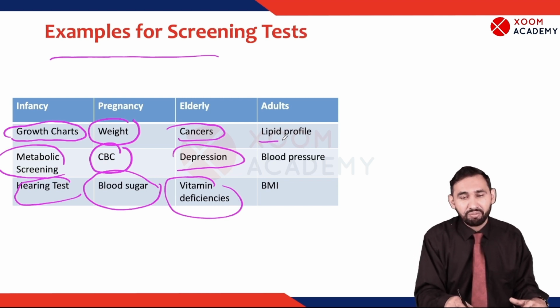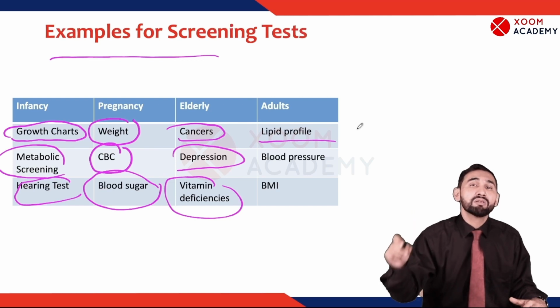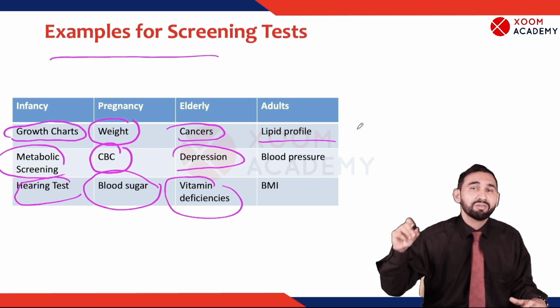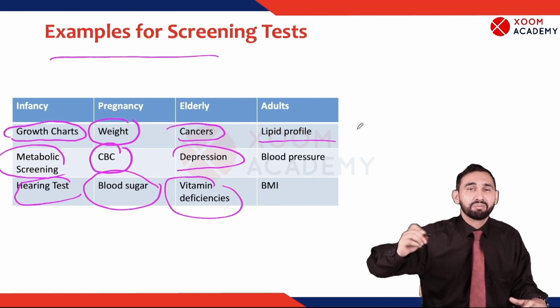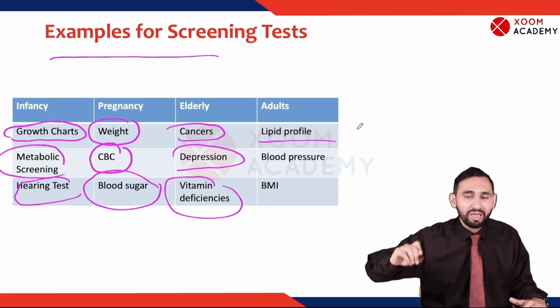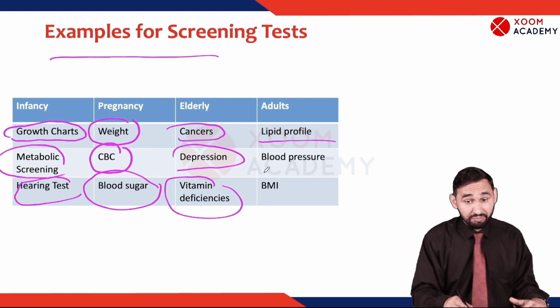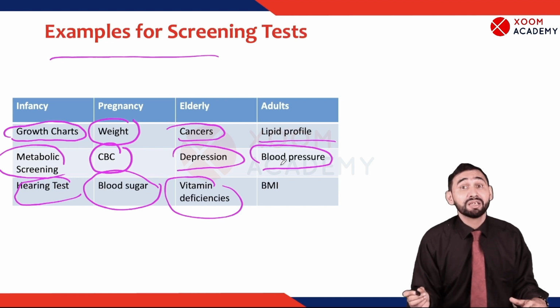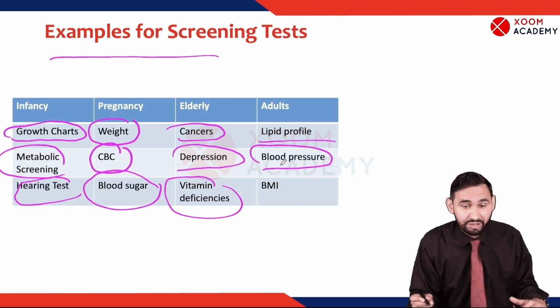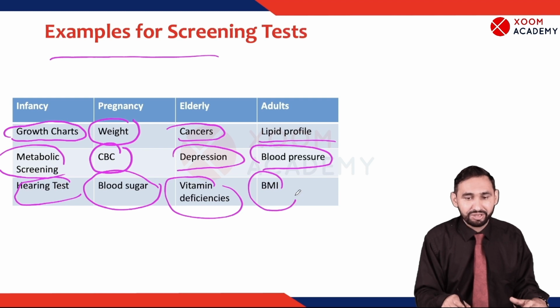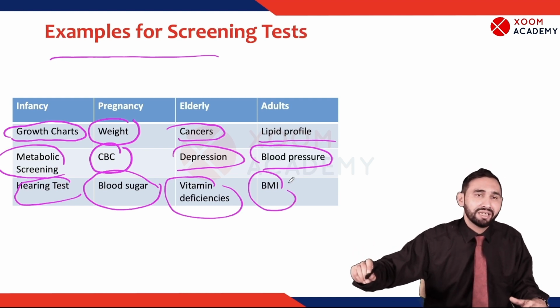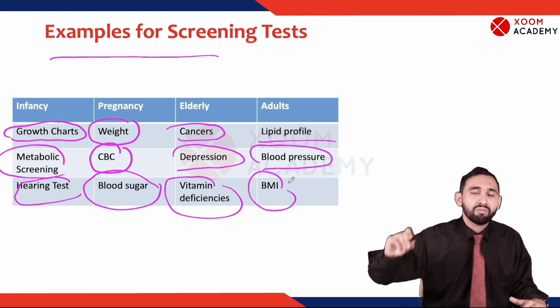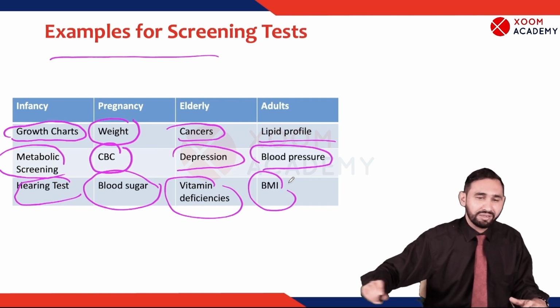Adults. Lipid profile or cholesterol is a growing problem nowadays. Most people are taking fast food, not a balanced diet, so their lipid profile is deranged. So we'll screen them for lipid profile and cholesterol. Blood pressure is a problem in middle-aged people nowadays. We'll measure and monitor the blood pressure. BMI: there are chances to develop obesity at this age, so we will continuously monitor BMI to prevent obesity.